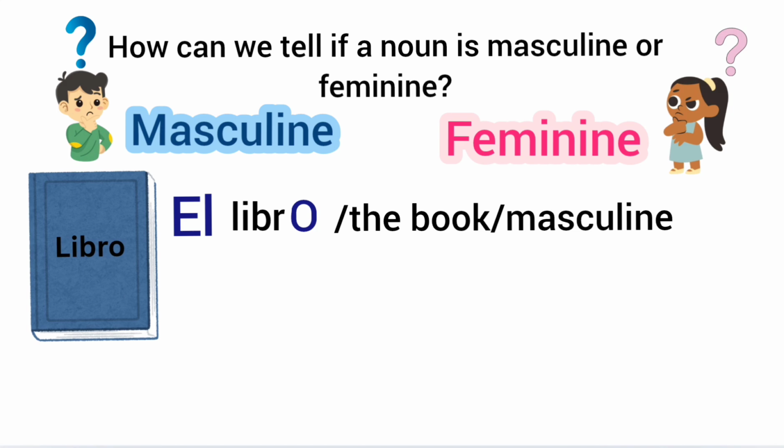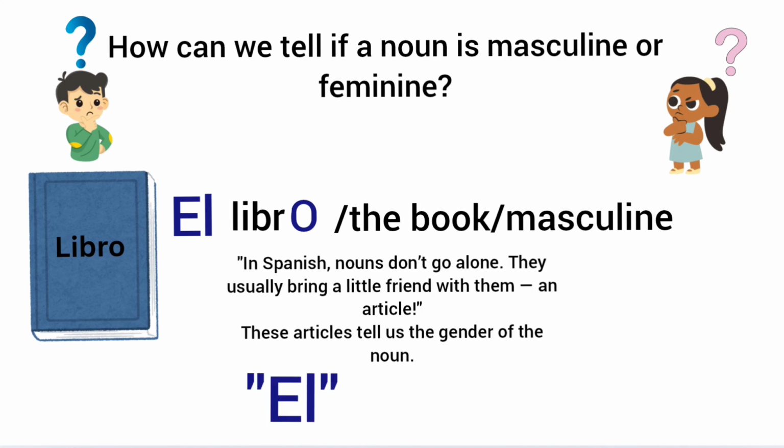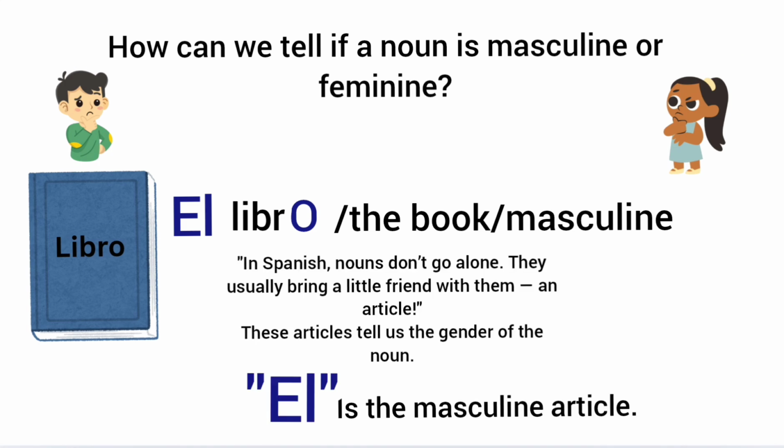Usually, nouns that end in O are masculine. And it's good to know that in Spanish, nouns don't go alone. They usually bring a little friend with them, an article. These articles tell us the gender of the noun. And el is the masculine article.